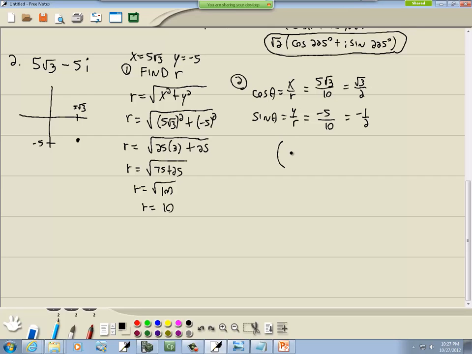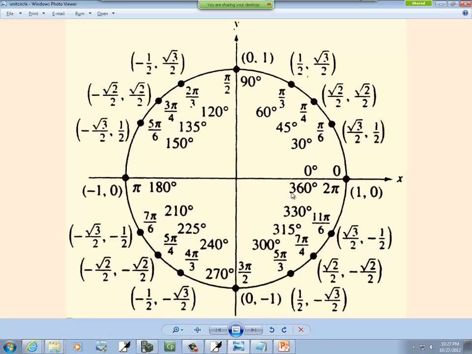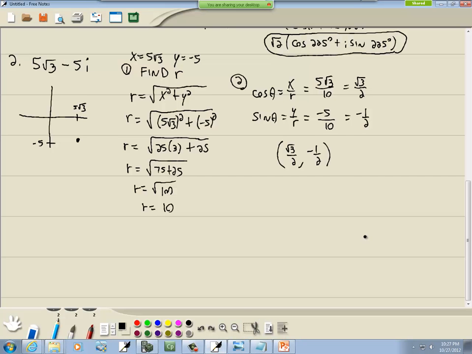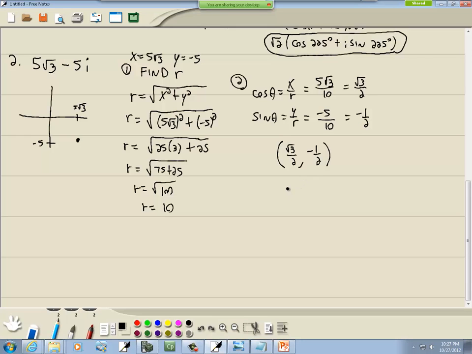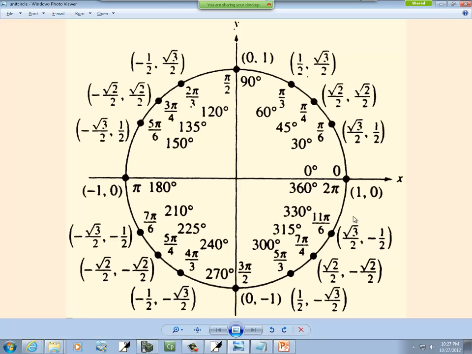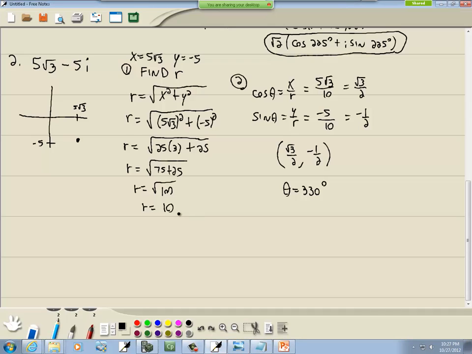So I'm looking for the point square root of 3 over 2, negative 1/2. Which I think, well, it's 11 pi over 6, but 330 degrees. I'm not very good with degrees. But again, we just go around and we find a point that matches that. And so it's 330 degrees.